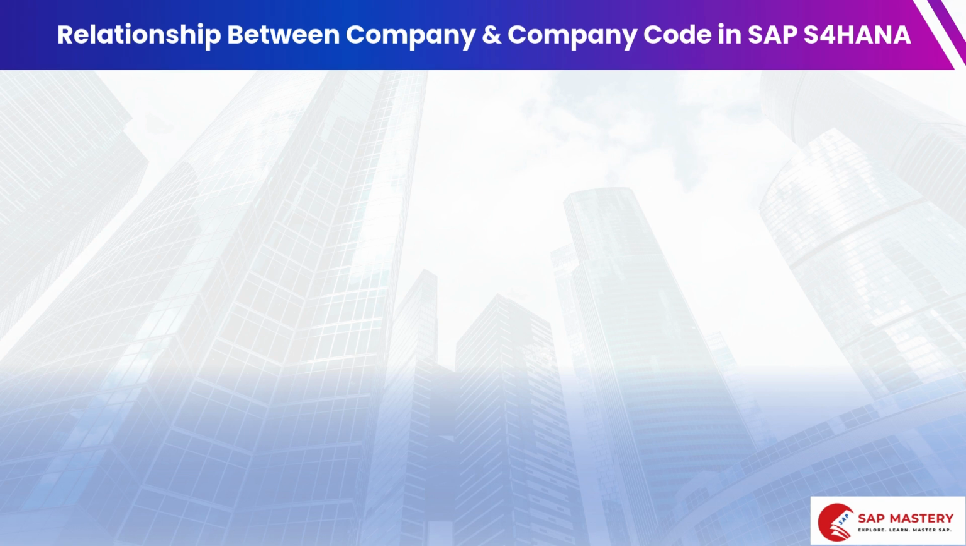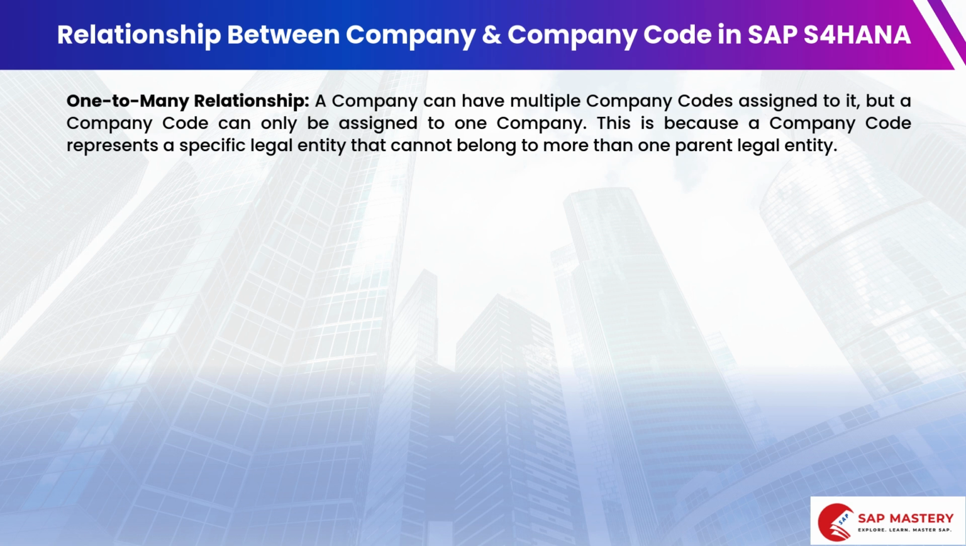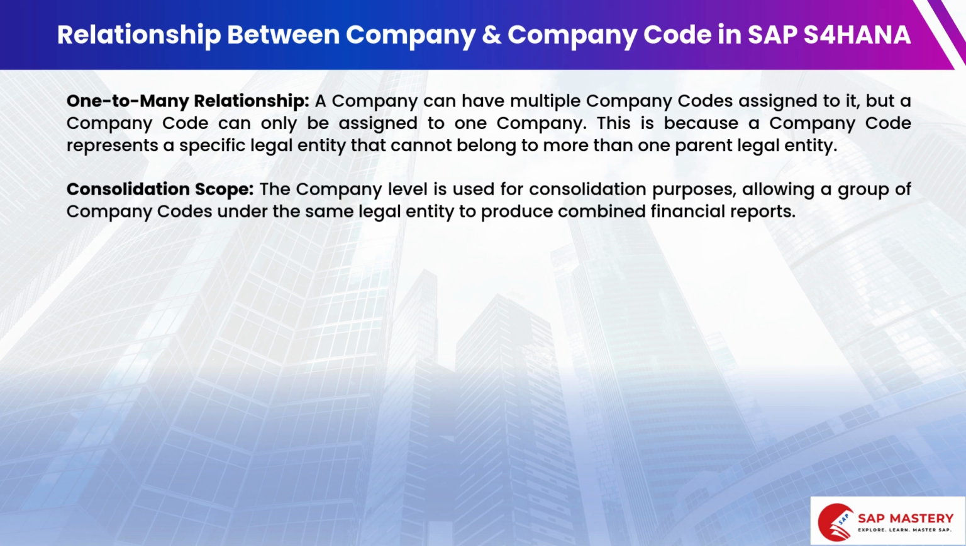Relationship between company and company code in SAP S/4HANA: one-to-many. Relationship: a company can have multiple company codes assigned to it, but a company code can only be assigned to one company. This is because a company code represents a specific legal entity that cannot belong to more than one parent legal entity. Consolidation scope: the company level is used for consolidation purposes, allowing a group of company codes under the same legal entity to produce combined financial reports.